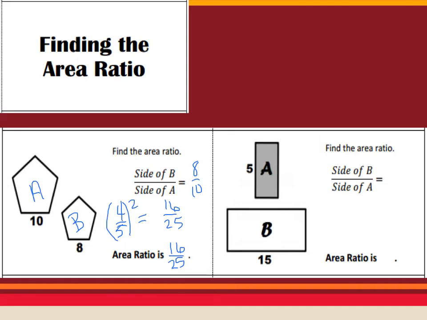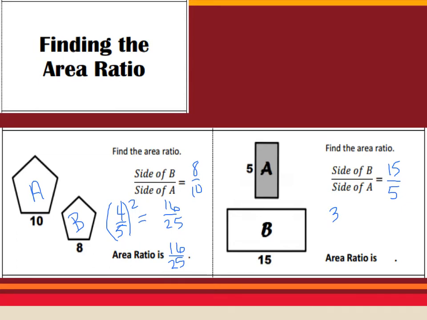Looking at our rectangle to the right, we have rectangle A that is 5 units in length and rectangle B that is 15 units in length. So our ratio of side B to side A is 15/5. That means this shape got larger. Our ratio, 15/5, is equal to 3/1, or 3.